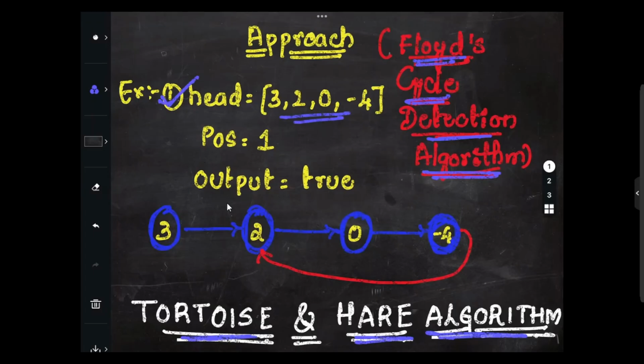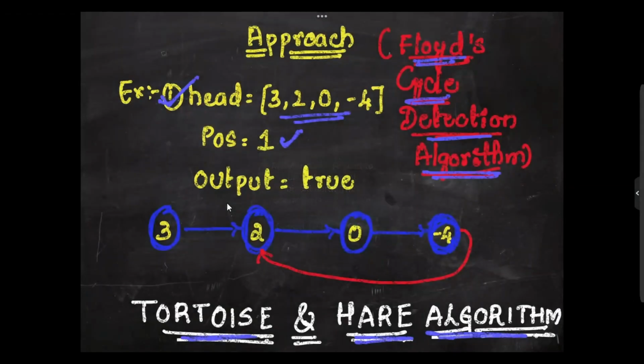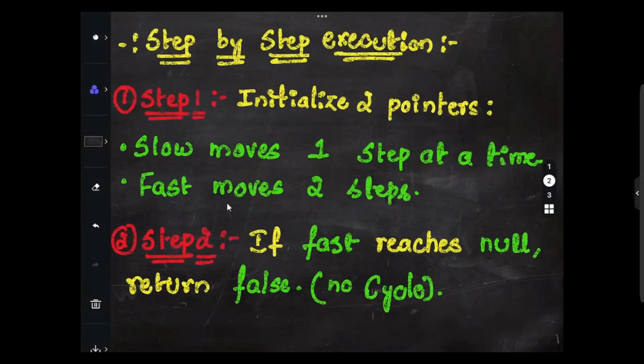We have the elements 3, 2, 0, -4. The position they have given is 1. So here -4 connects back, and in this case this forms the cycle. Let's see how it forms a cycle. Basically, position 1 they have given, and the output we have to get here is true. Let's see the step-by-step execution.